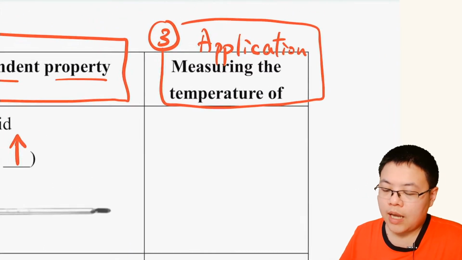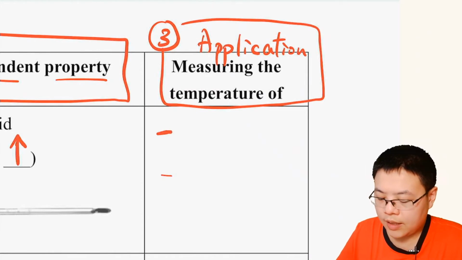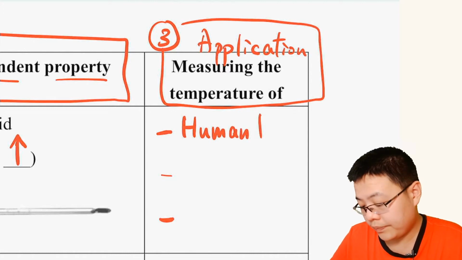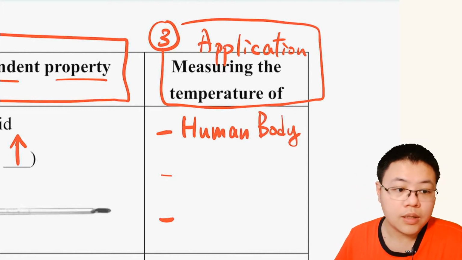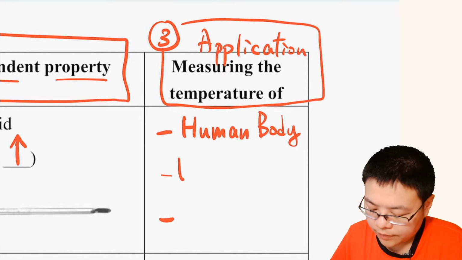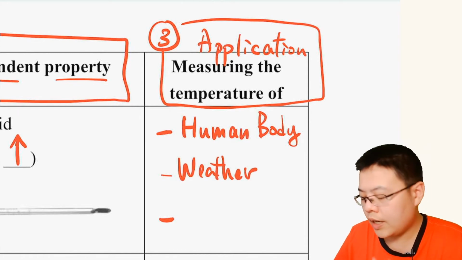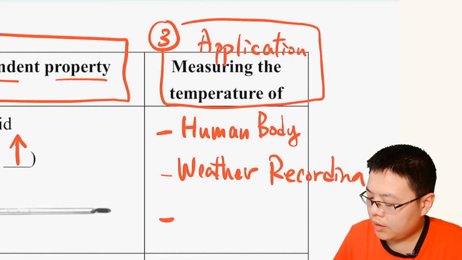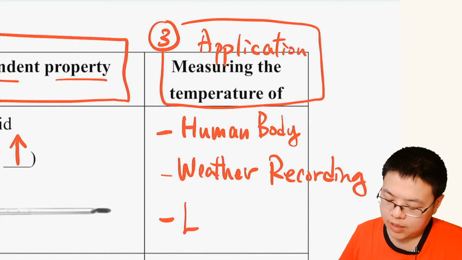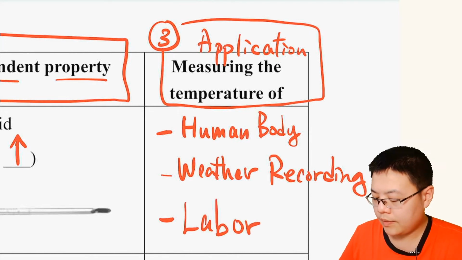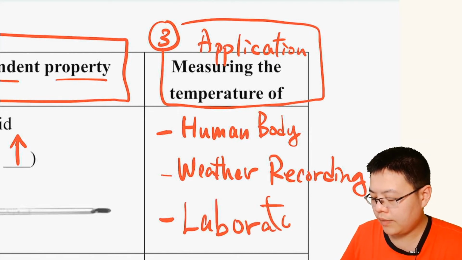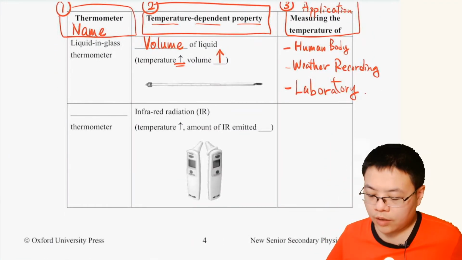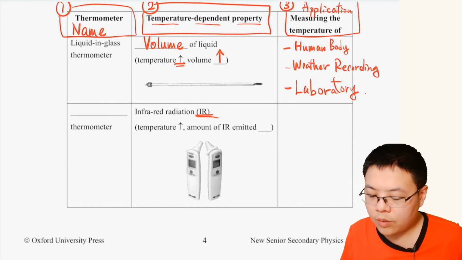And then application, there are several ones. First of all, the temperature of human body, of course. And we can use it in weather recording to tell, okay, what is the temperature right now in the environment. And also in laboratory is also very common. Laboratory. Okay. And the second type of thermometer we are covering is this IR thermometer.